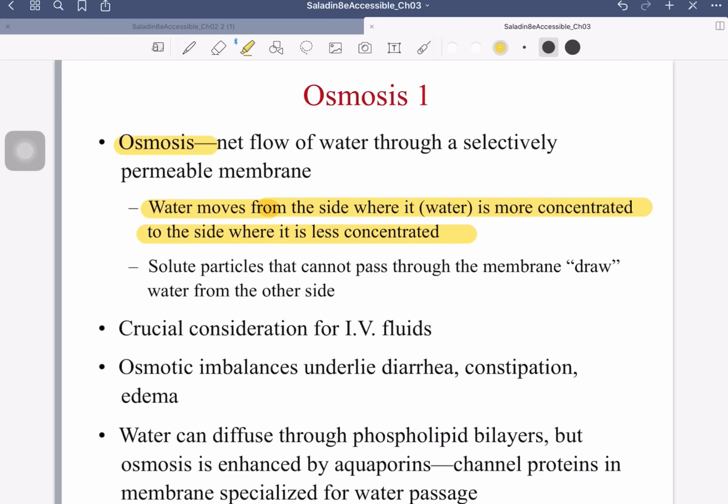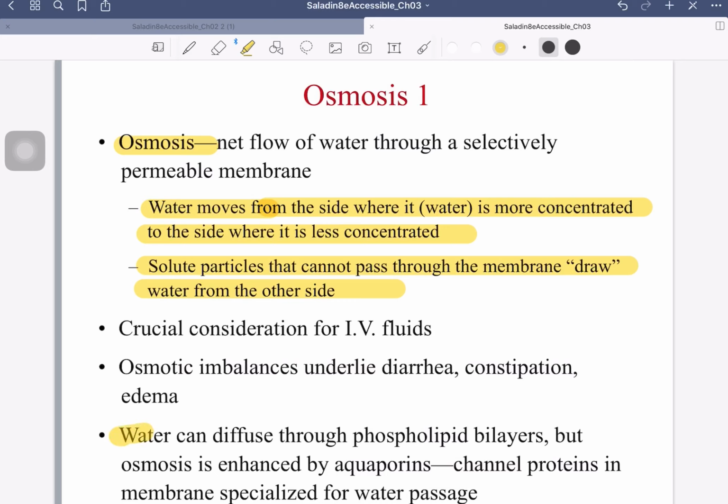But if I had an increase of solutes on one side of the membrane versus the other, the side with a higher number of solutes will draw, almost like a sponge, suck the water through the membrane. So solute particles that cannot pass through the membrane draw the water from the other side. We see this all the time when we're looking at osmosis, and we'll talk about some special cases.